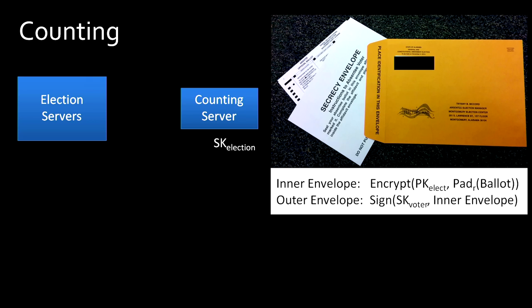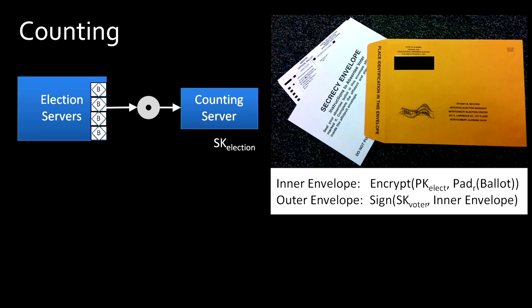Then they separate the inner security envelopes, shuffle them up so they can't be matched to the names, open them, and count the votes. Well, in the Estonian system, they're doing something very similar. So the election servers store up the votes until it's time to count. And then they take those signed encrypted ballots, strip off the signatures, and burn them onto a DVD.